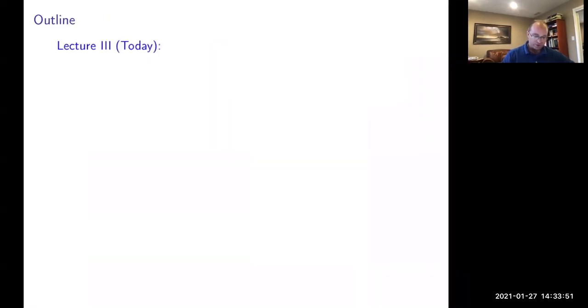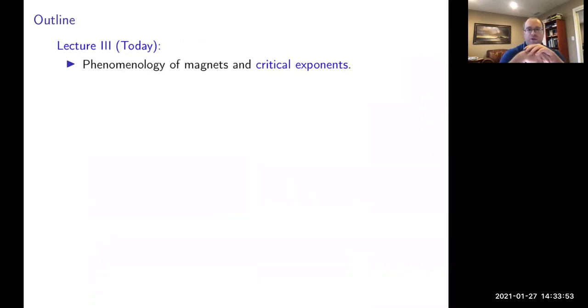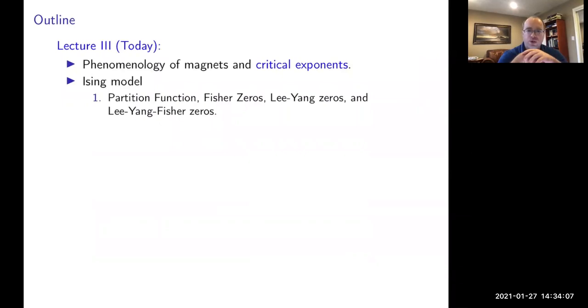So here's the plan. I want to tell you about the phenomenology of magnets and critical exponents, just to give you a very simple view of what we want to study. And then I will talk about the Ising model. This is the mathematical model of magnets, one of them. It has a partition function, which is a polynomial. It's a polynomial in 2 variables.